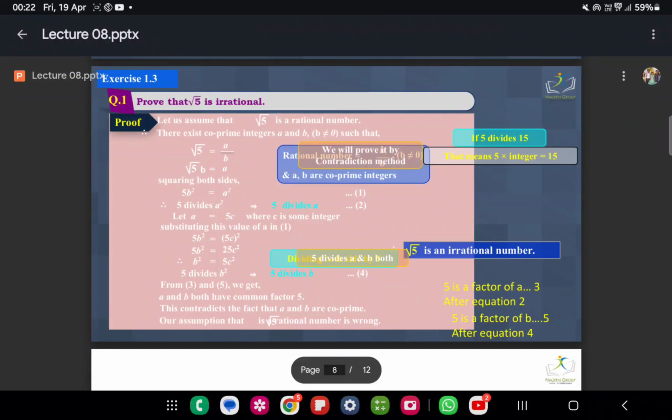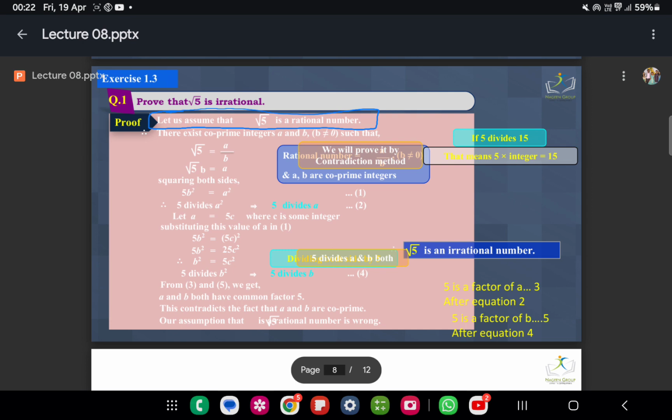Dear students, today we are going to prove another problem. Prove that root 5 is irrational. The first step we take is to assume that root 5 is rational. This is the first beginning step we have to write. We have to assume that root 5 is a rational number.